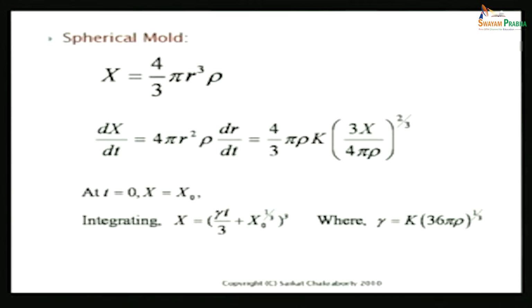You got K, dr dt as constant, right, to start with. That was the assumption. It's not a strictly valid assumption, but a reasonably valid assumption.